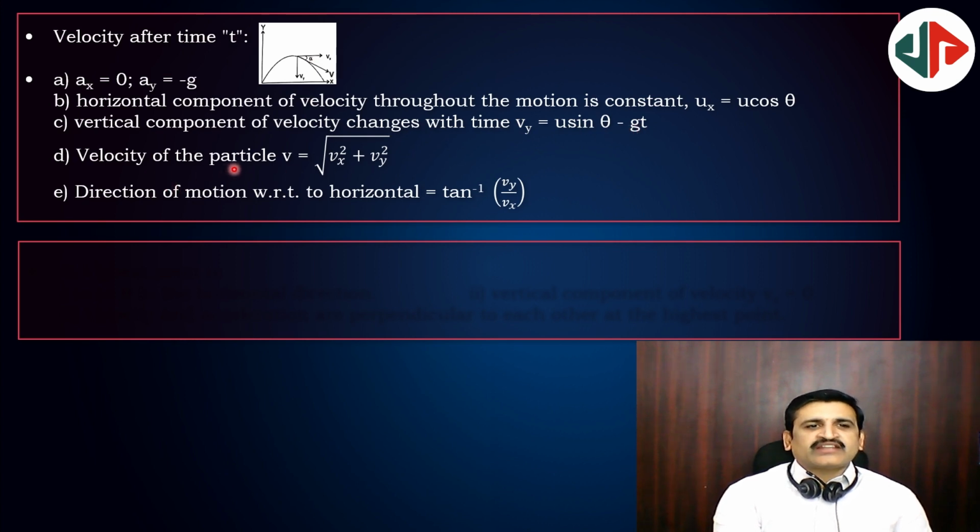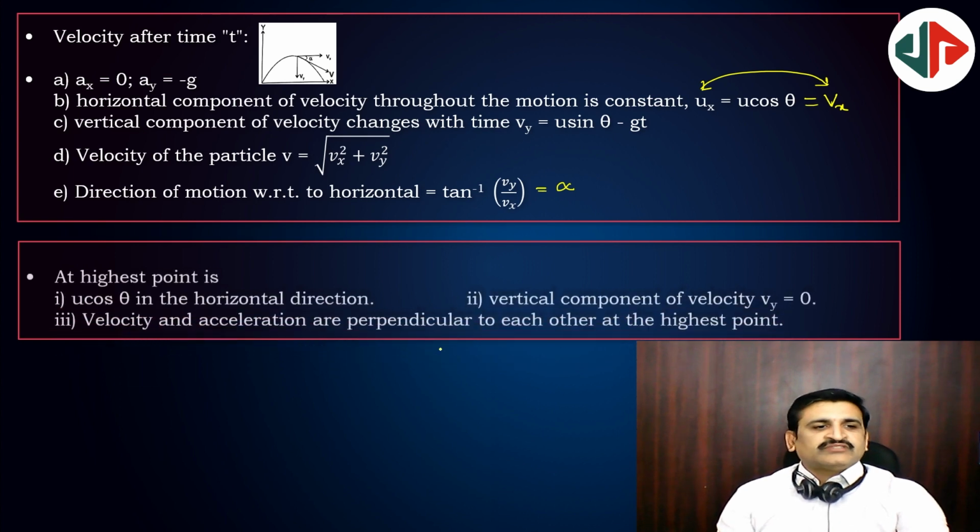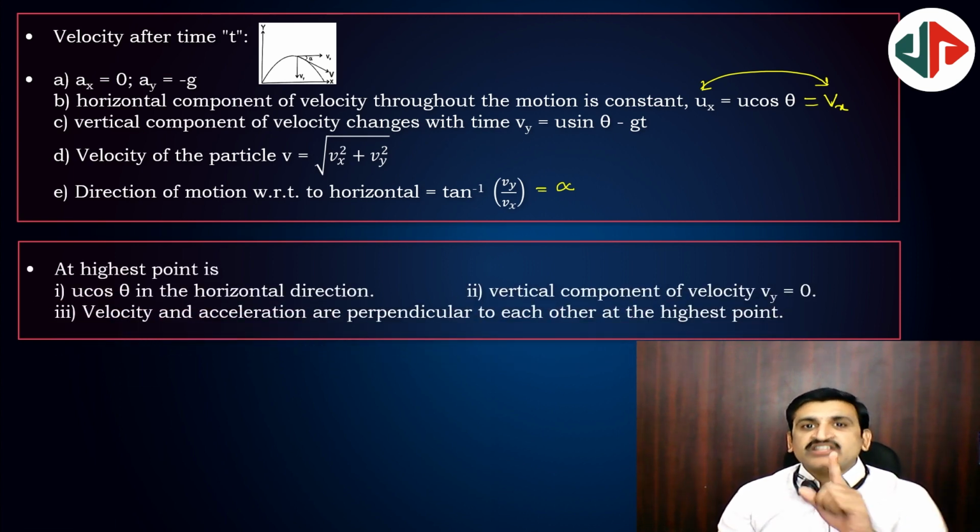Now the velocity of the particle is v equal to the square root of vx square plus vy square. Here vx is equal to ux. Everywhere the horizontal velocity will be the same, and the direction alpha is given by tan alpha equals y value by x value, so alpha is equal to tan inverse vy by vx. That is the angle made by the velocity vector with the horizontal. Next, at the highest point the velocity is not zero in oblique projectile.